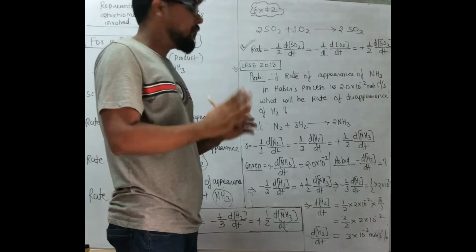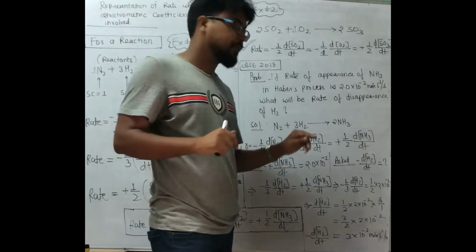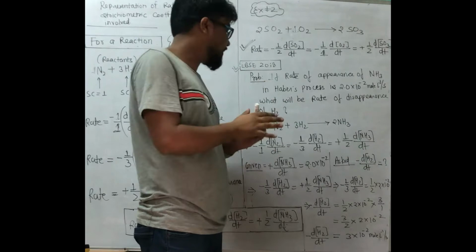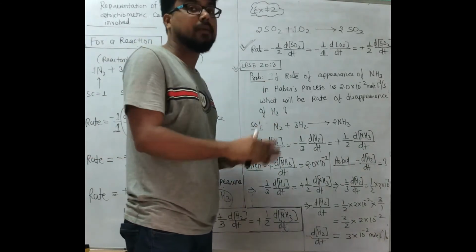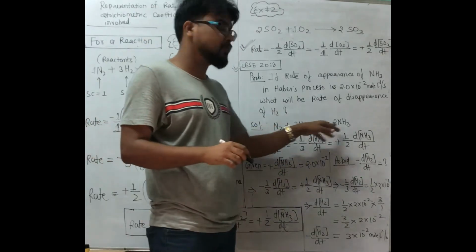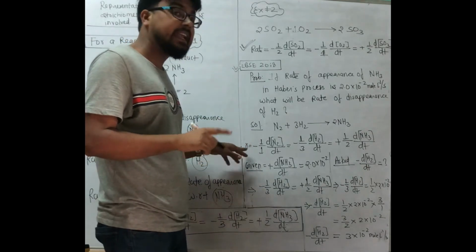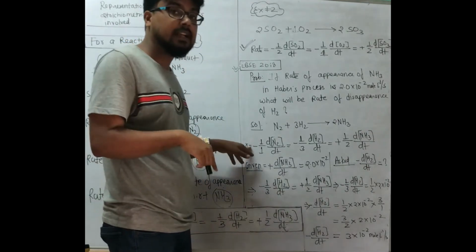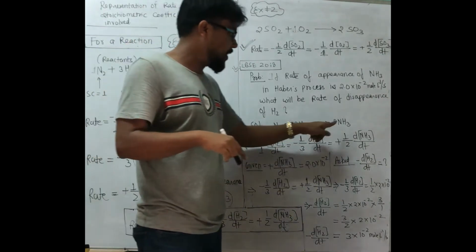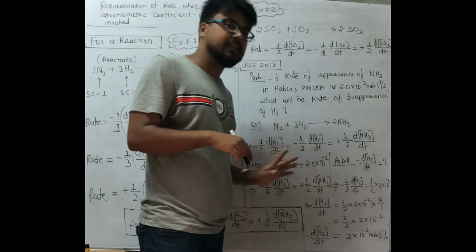First you have to manage your equation. N2 plus 3H2 gives 2 ammonia. Memorize this reaction, because it is very common and is frequently used as an example in chemical kinetics. So N2 plus 3H2 gives 2 ammonia. Again, first you will write the stoichiometric relation with rate. N2 is 1, H2 is 3 and ammonia is 2. For reactant it is minus and for product it is plus.